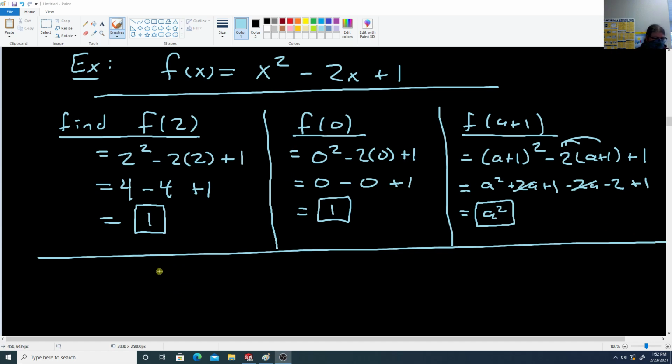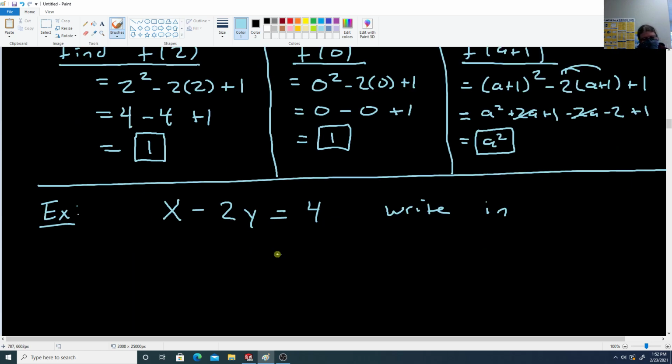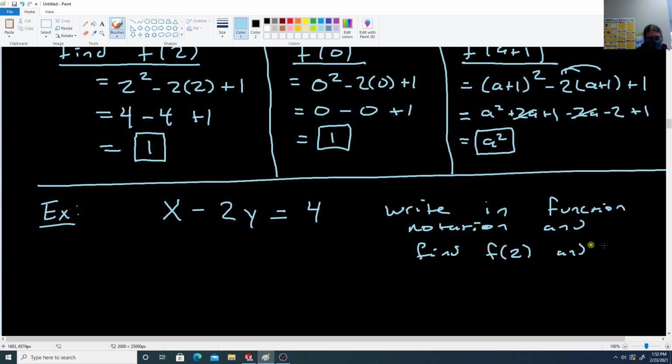So next bit, they say if we have x minus 2y equals 4, they want us to write this in function notation. This is our next example. Write in function notation and find f of 2 and f of a.